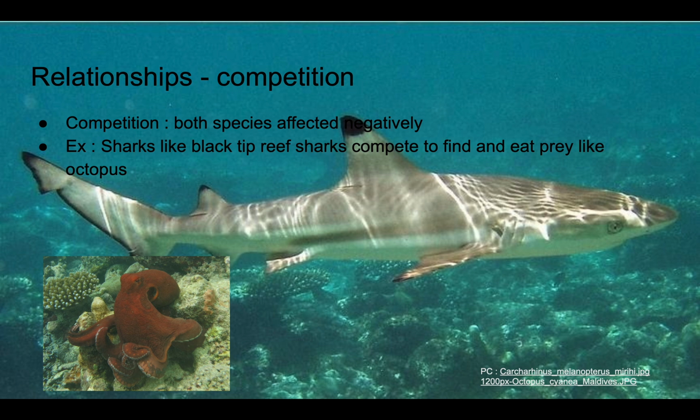Competition. Both species are affected negatively. An example is that sharks, like blacktip reef sharks, compete to find and eat prey like octopus.